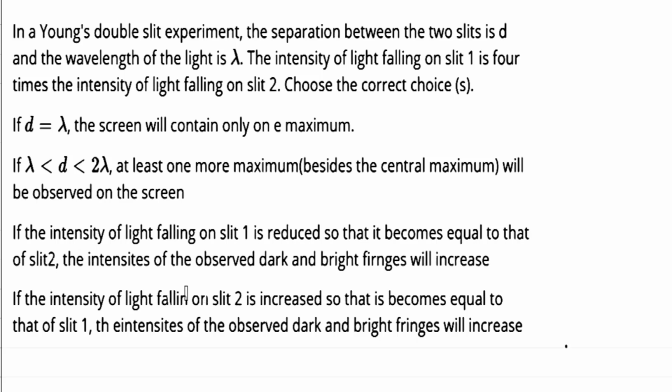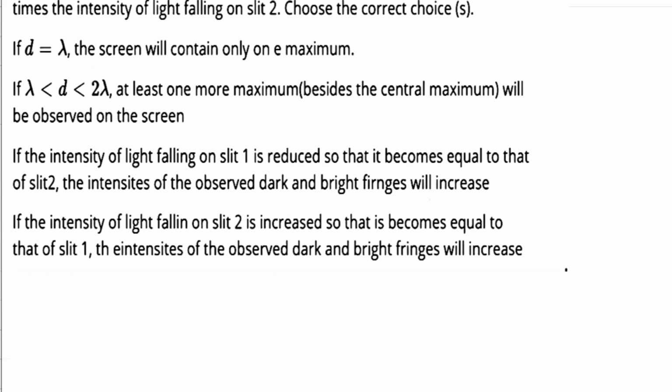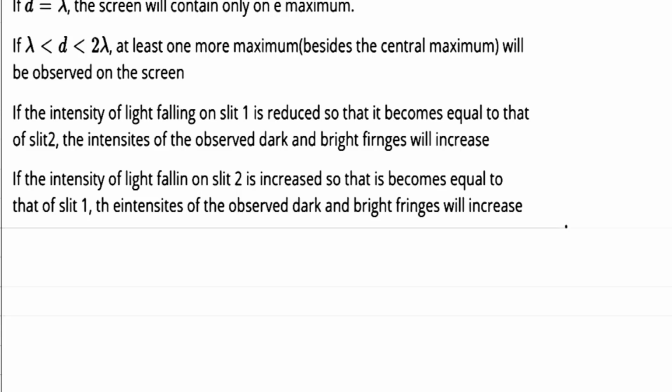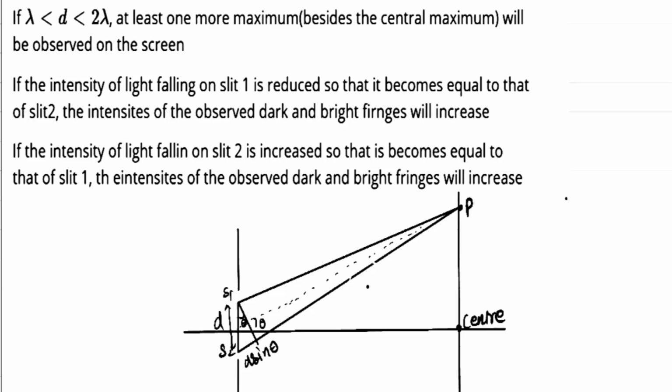If the intensity of the light falling on slit 2 is increased so that it becomes equal to that of slit 1, the intensity of the observed dark and bright fringe will be increased. So we have to check which of these options are correct. Let us make the Young's double slit experiment first. This is the diagram for the Young's double slit experiment. This is source S1 and this is S2, and the distance between S1 and S2 is d. This angle is theta, and P is the point where we are going to find the intensity.